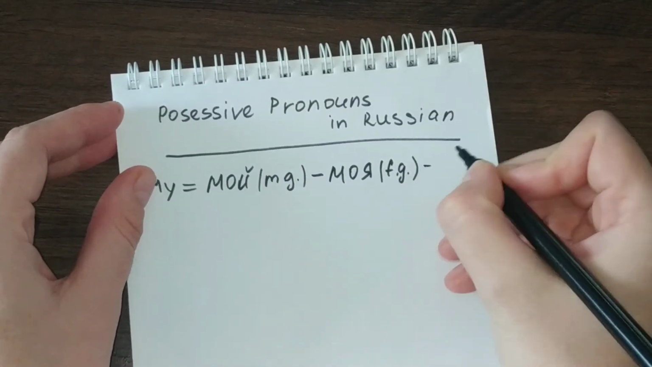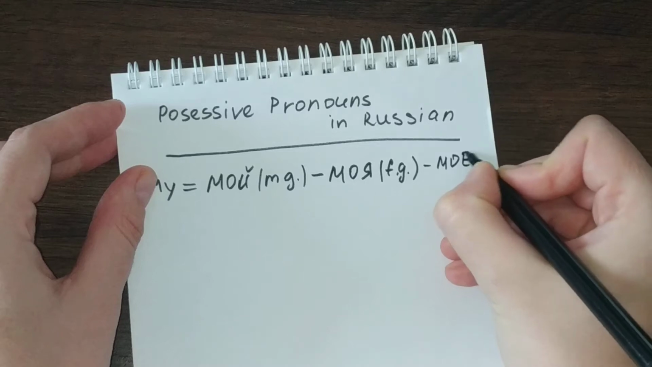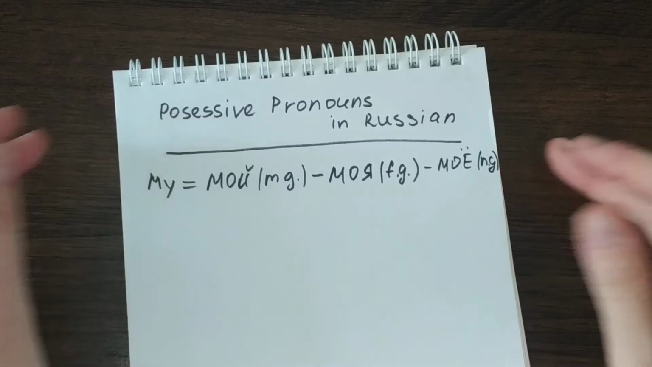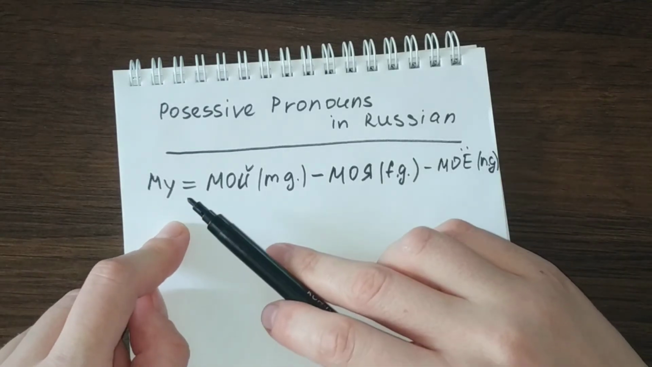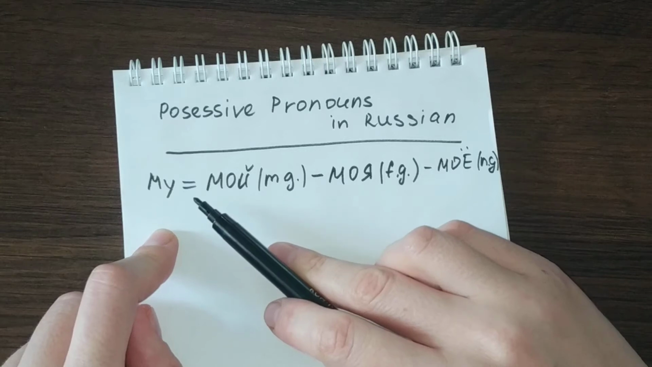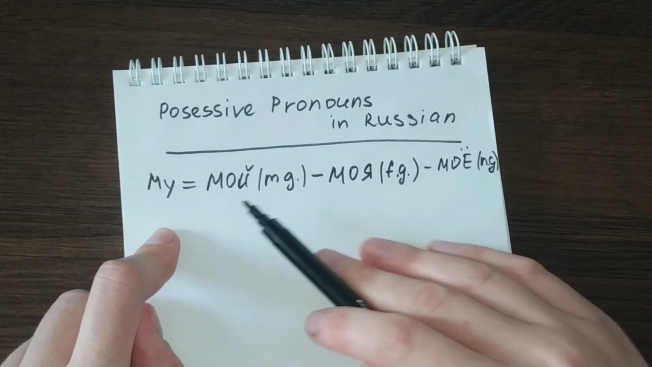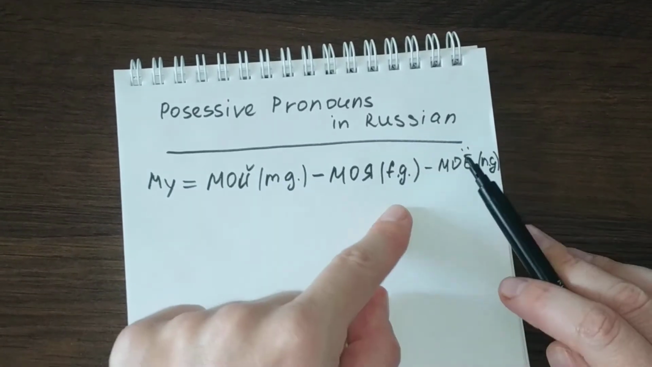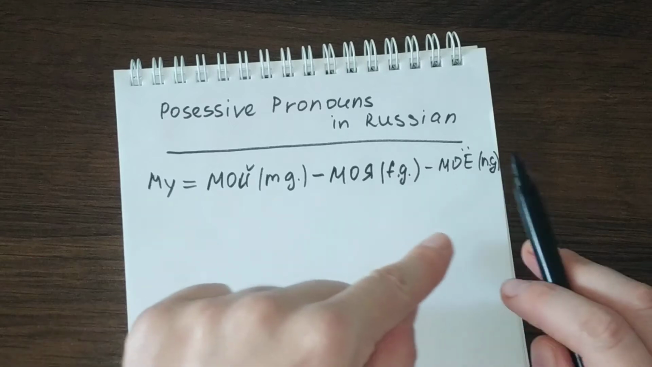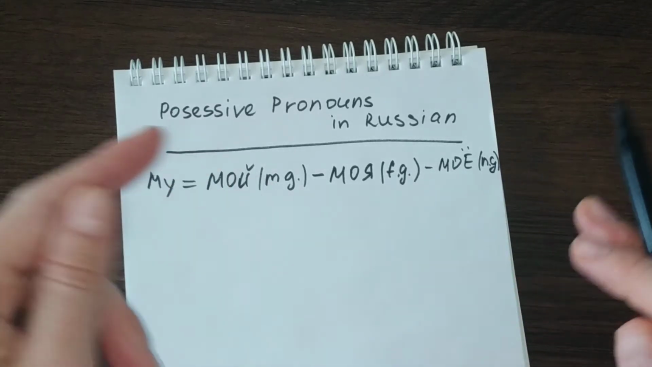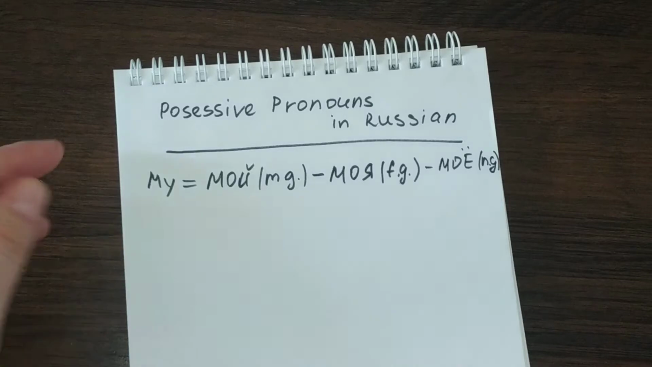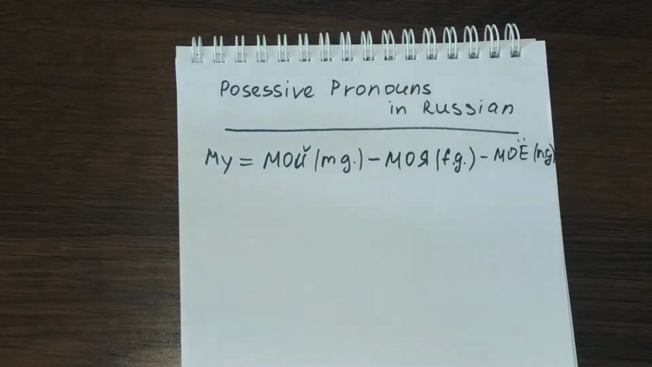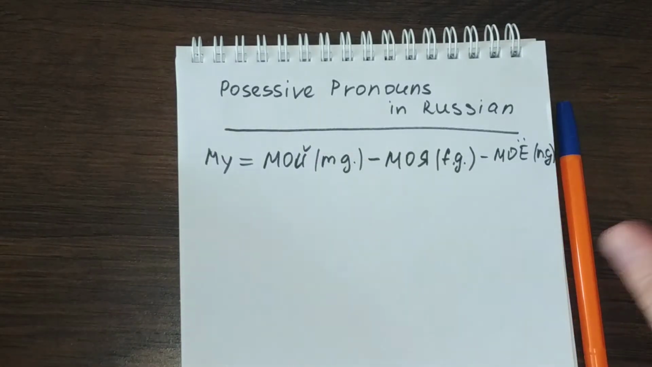And the same with the neuter gender. Neuter gender will be моё. So we have only one possessive pronoun my in English, but there are three ways to translate this pronoun my in Russian. Мой, моя, моё, and they are divided into these three versions by the rule of the genders. So let's look at some examples using the nouns, and that will be clear to you why that is.